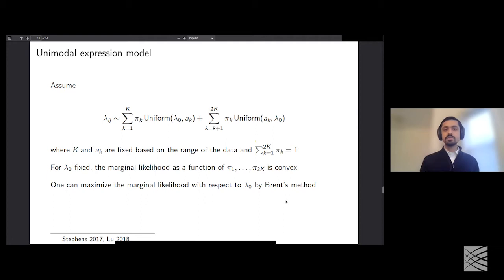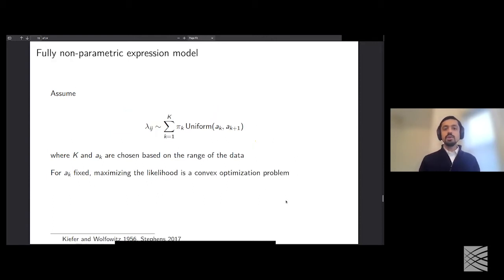Necessarily this method is slower. It takes more time to fit the data because it's doing a much more complicated inference procedure. We also considered a fully non-parametric expression model, which would in essence try to represent the space of all distributions on non-negative reals. The way we do that is we use uniform segments in a grid over the range of the data, and it turns out that this can also be solved by the adaptive shrinkage package.